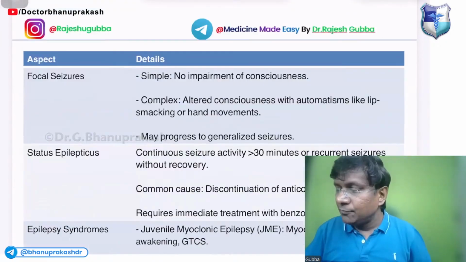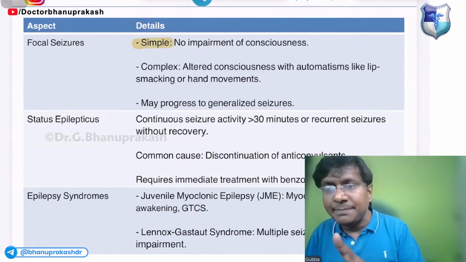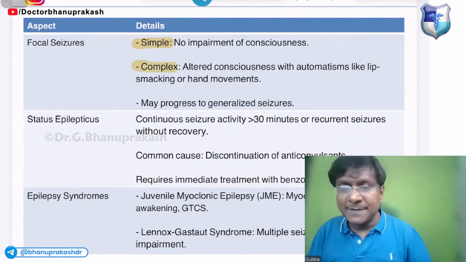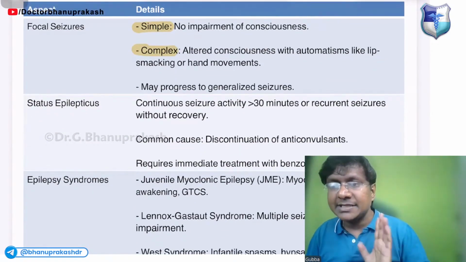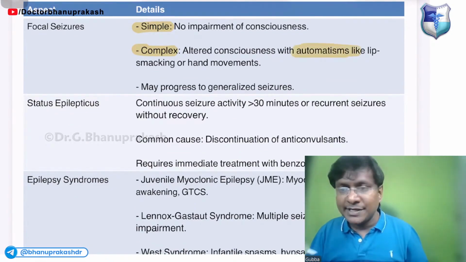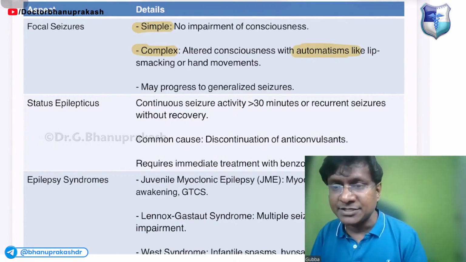Then focal seizures. In case of focal, there is no impairment of consciousness in simple focal seizures. Whereas in complex partial seizures, there will be altered consciousness, right? And along with this, this is very, very important, automatisms. Automatisms are very, very common in case of complex partial seizures.